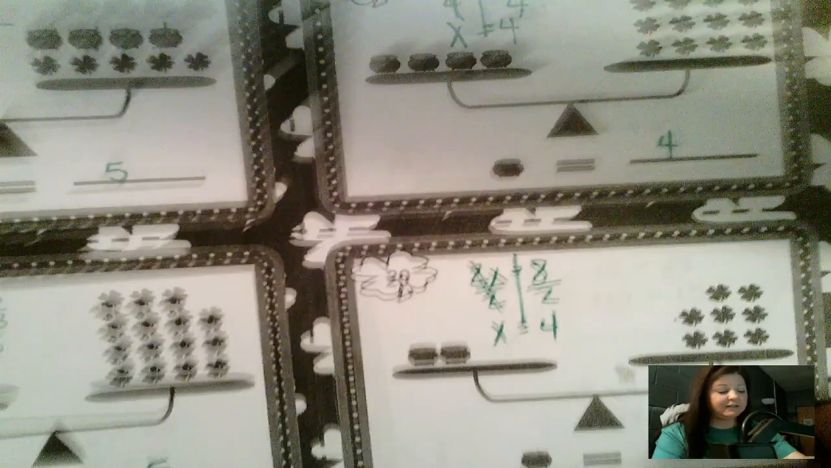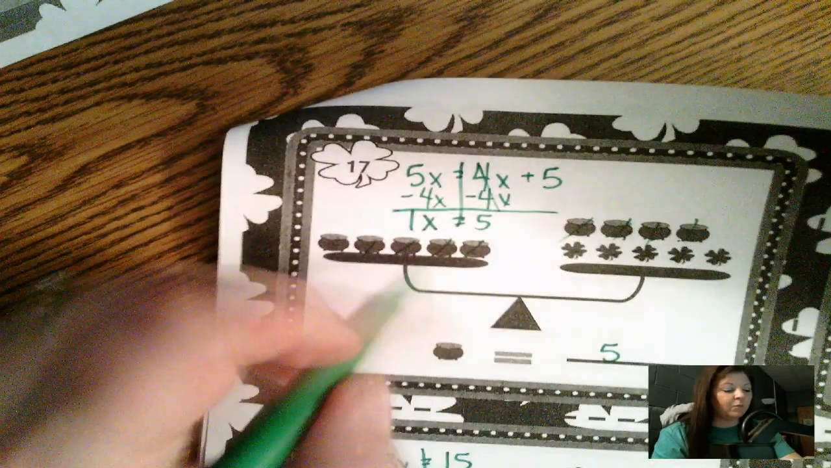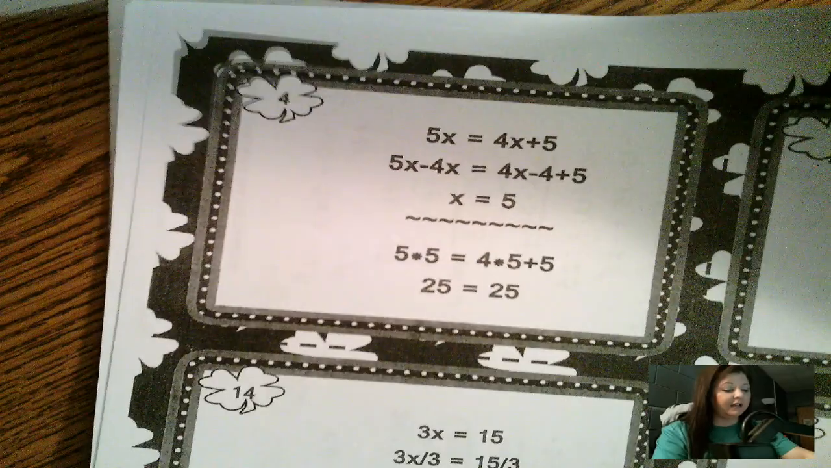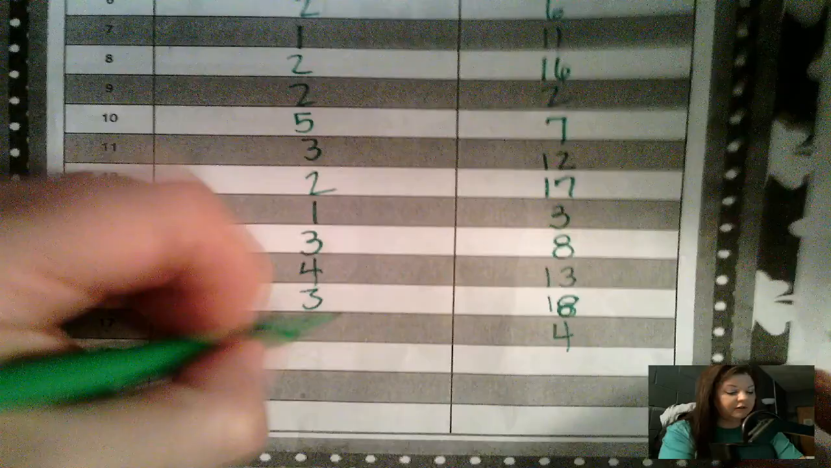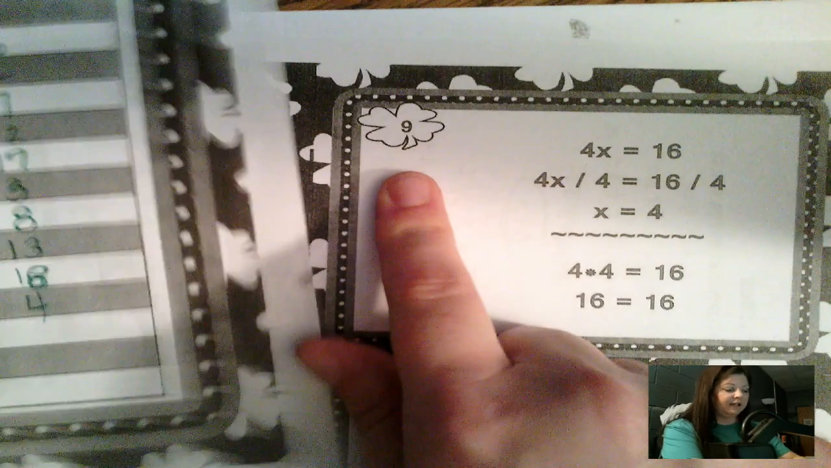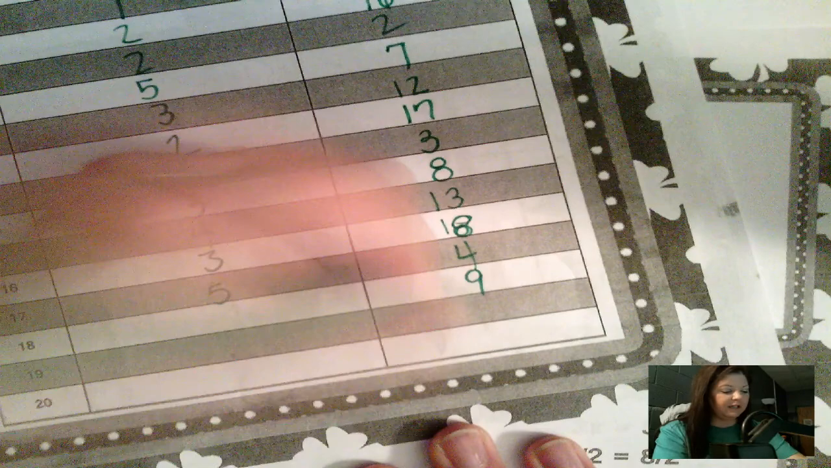Okay, so let's check these. So we're looking for 5x equals 4x plus 5, and we have clever card number 4 here. The equations card does say 5x equals 4x plus 5, and our x equals 5, so it's clever card number 4, and we have x equals 5. Okay. Number 9, we're looking for 4x equals 16. 4x equals 16. Bingo. Clover card number 9, x equals 4. So clover card 9, x equals 4.